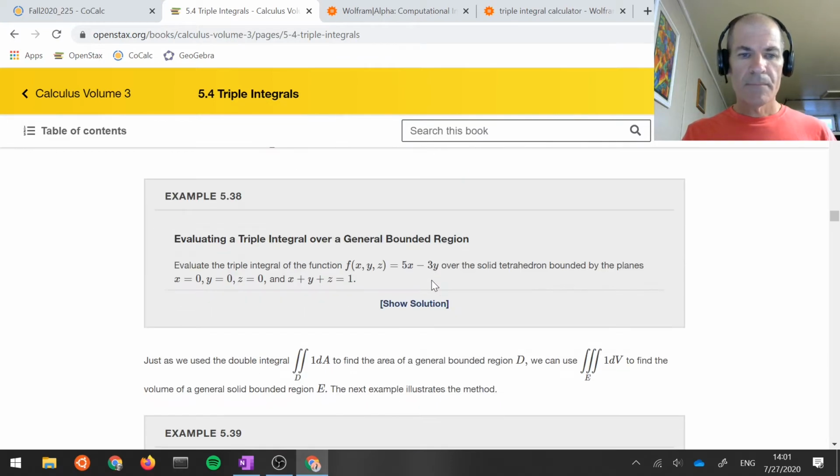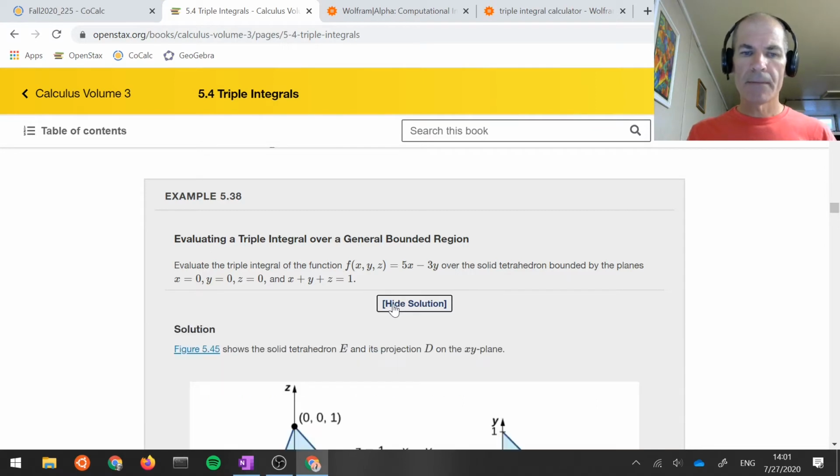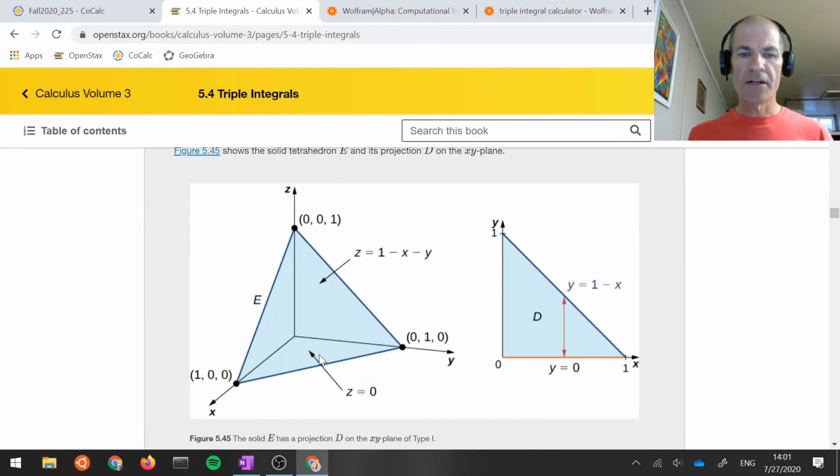Okay, so let's talk about evaluating a triple integral over a general bounded region. So here we've got some integrand. We don't really care. It's 5x minus 3y. It could be anything. And we're integrating over the solid tetrahedron. If you don't know what a tetrahedron is, it's a 3-dimensional set with 4 vertices, flat faces with 4 vertices. So that's what we see here. This is a 3-dimensional object with 4 vertices. The 3 here that we're seeing in the foreground, and then the 1 in the back at the origin.